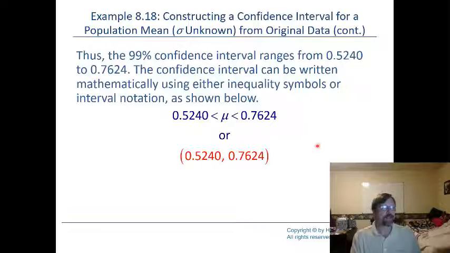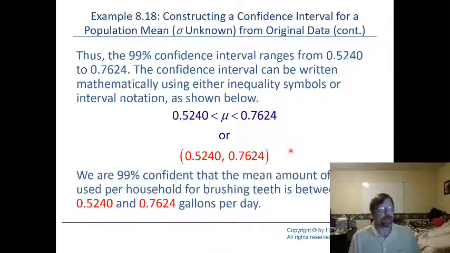And again, we can write that either as an inequality or using interval notation. Means that we're 99% confident that the average amount of water used per household for brushing teeth is between 0.524 and 0.7624 gallons per day.